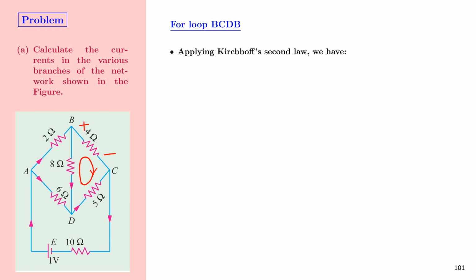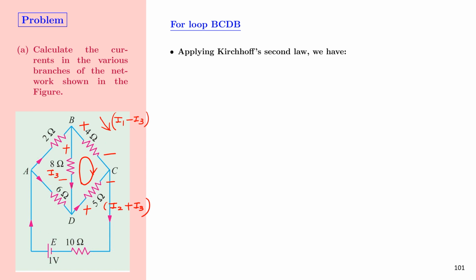In the case of the 5 ohm resistor, this side will be negative and this side will be positive. And in the case of the 8 ohm resistor, this side will be positive and this side will be negative. We have found the current through the 4 ohm resistor as I1 minus I3, and that through the 5 ohm resistor as I2 plus I3, and the current flowing through the 8 ohm resistor is I3. We'll start from node B.